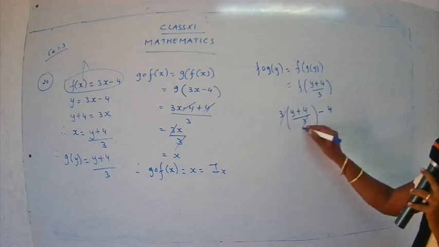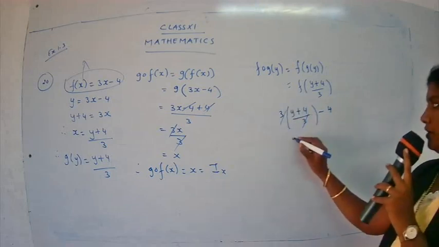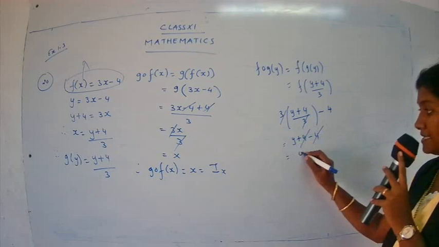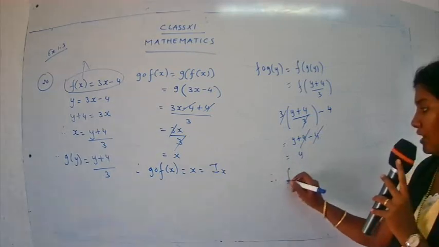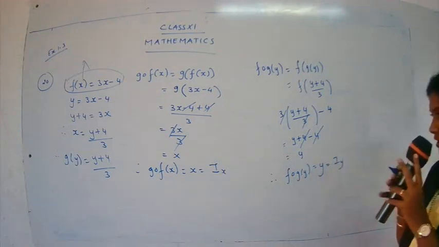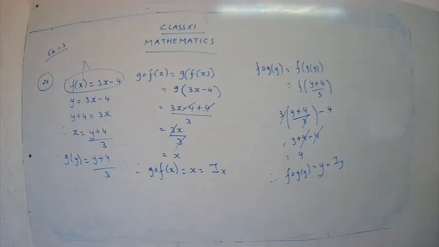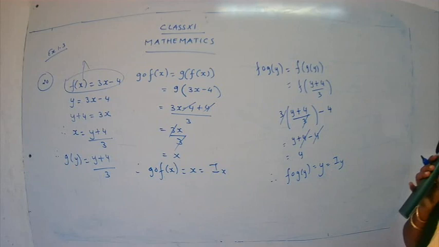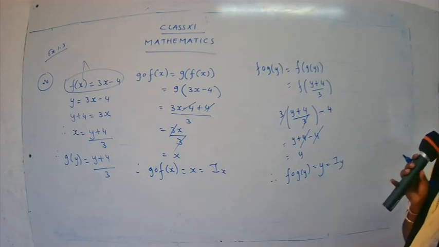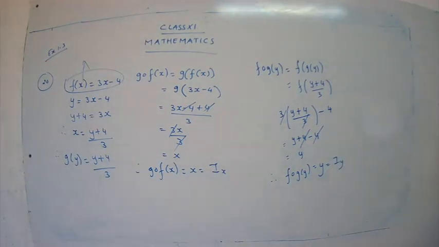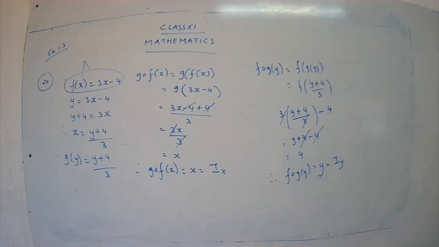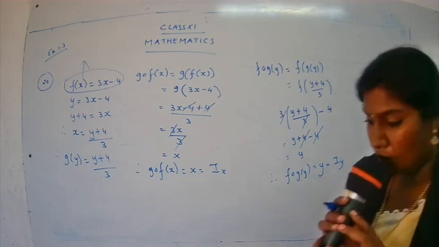So 3 and 3 get cancelled. What is left here? y plus 4 minus 4. The 4 goes off and you get the answer as y. Therefore, f o g y is equal to y, which is I y. So we have got the answer for g o f x and f o g y. I hope you have tried the sum in the same manner as I have done on the board. If you have any doubts or have made any mistakes, just correct your answers, children. I want the answers to be done by this method only.